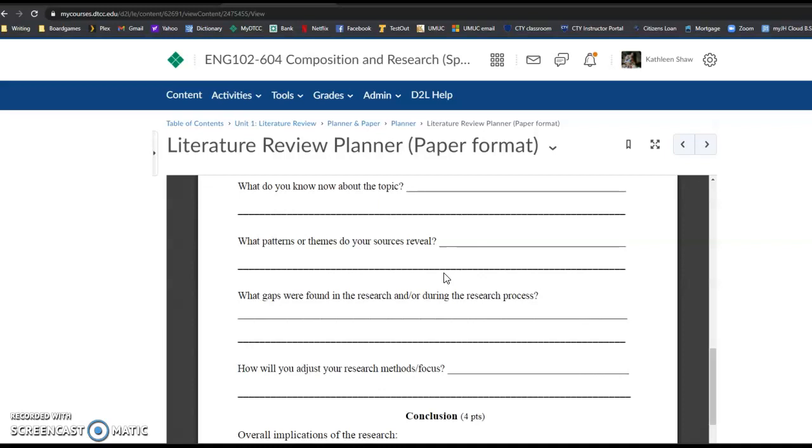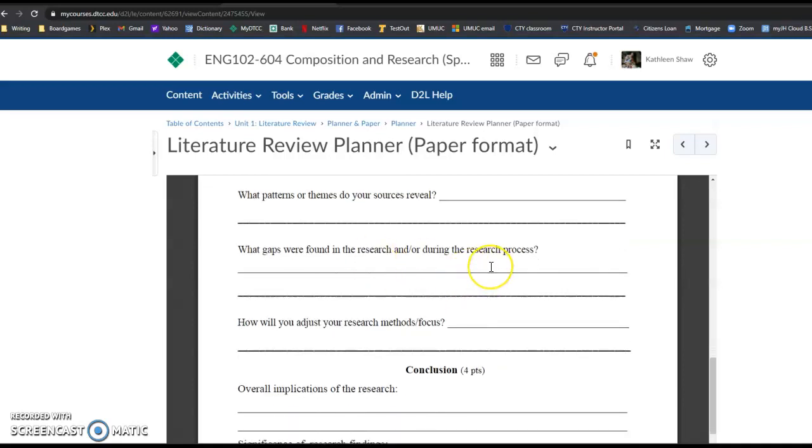If you pick something like distance education during COVID-19, and every article you find says something along the lines of students who are economically disadvantaged feel like they're left behind, that is a pattern or theme that you might want to explore. What gaps were found in the research?